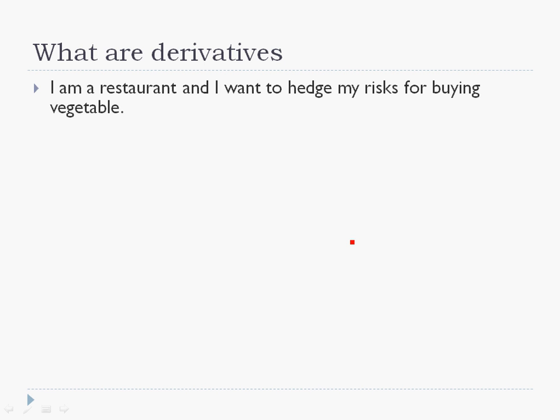So what are derivatives? Let us understand derivatives by taking an example. So for example, I have a restaurant and I want to hedge my risks for buying the vegetables. What should I do? So I want to hedge my risks. So just keep track of these new words. Hedge means I want to keep my risk to the lowest level, right? So what should I do?